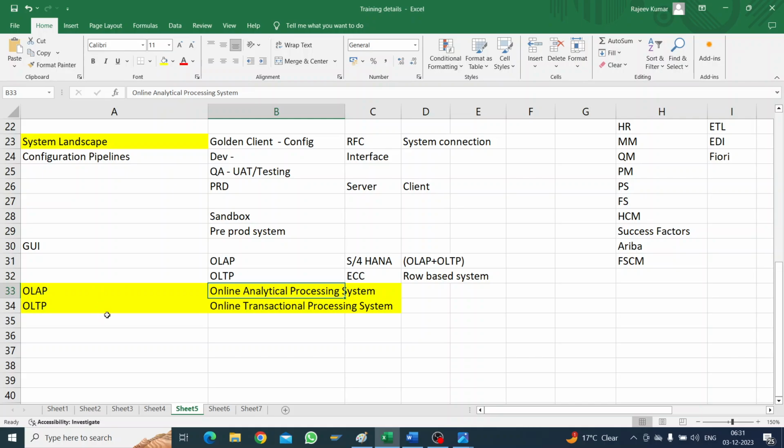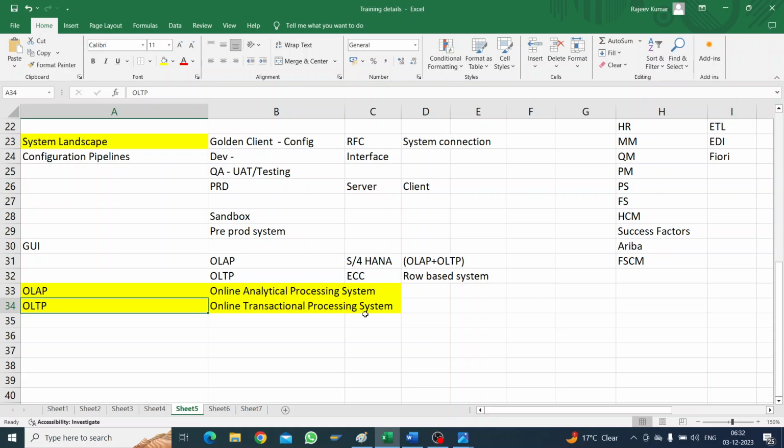And OLTP is nothing but your online transaction processing system. For example, ECC. ECC was basically an OLTP system. It was not meant for reporting. That is why we used to have a lot of background jobs which used to send the data from the ECC system to the BW or BI system, and from there the various kinds of reports and other things were getting generated.